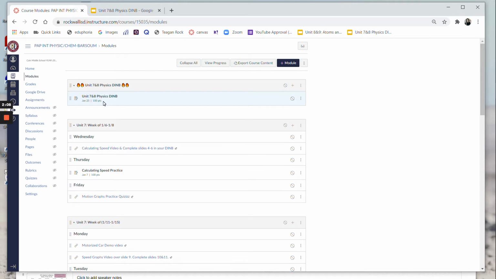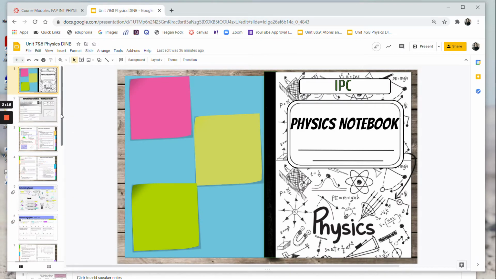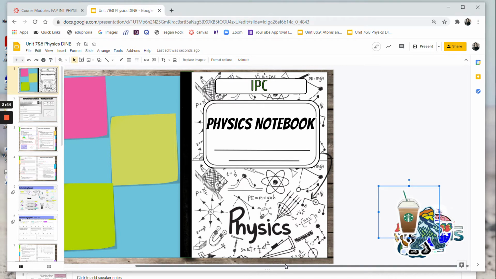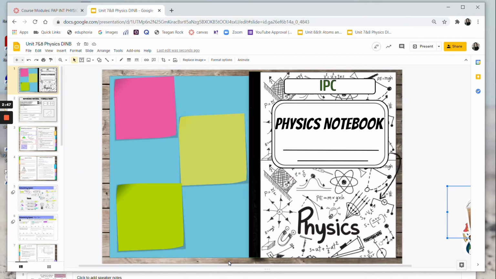First things first today, you need to open up this digital notebook, and there are some things that we need to change from it. It should pull up unit 7 and 8 physics digital notebook. I want you to change your name and then put remote student underneath, and then there are all these cute little stickers that you can drag and put on your cover. I don't care if you change the cover or anything, just make sure it says your first and last name and that you're a remote student.